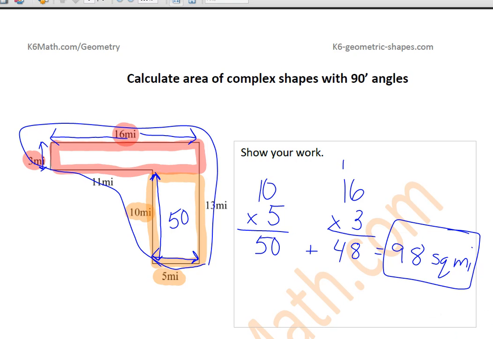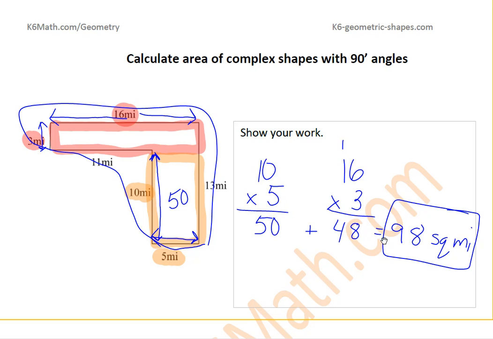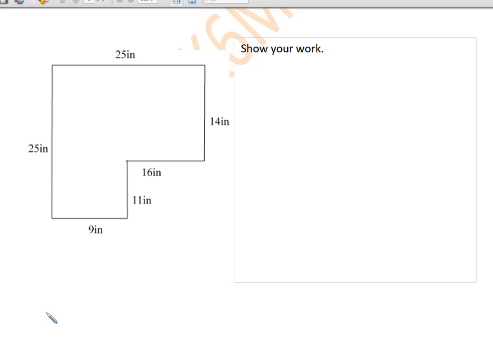Let me do one more. I think I've got enough time here to do one more. Okay, if I look at this last one here, again, I've got an irregular shape, so I'm going to split it right here and make two separate rectangles. One on the top, I'll make this one red, and one on the bottom, I'll make this one blue.